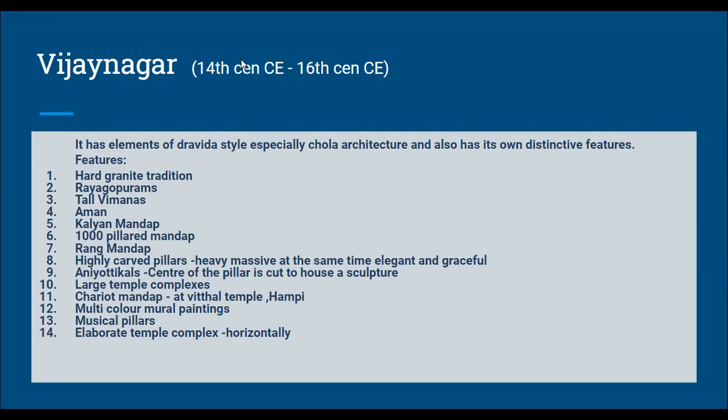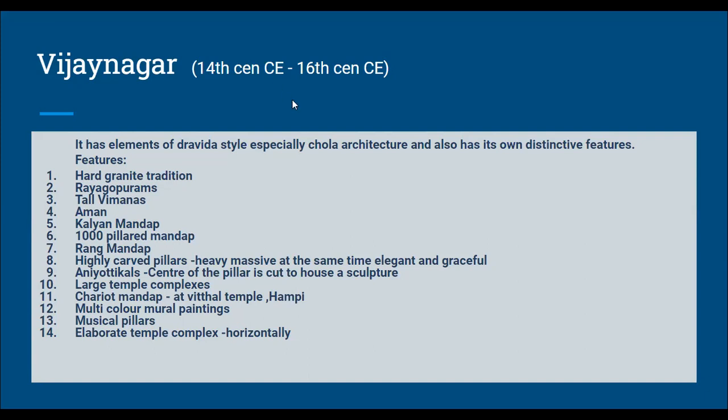So as of now, remember that one of the unique defining features of Vijayanagar temple architecture is the Kalyan Mandap. Then we have highly carved pillars and yalis. The pillar is cut in order to house a massive sculpture. Then we see that the temple complexes are very large, horizontally elaborate temple complexes. The Chariot Mandap is seen at the Vitthal temple at Hampi, along with multicolor mural paintings and musical pillars. So this is again a feature of the Vitthal temple at Hampi, which we will be seeing. The temple complex becomes very elaborate, widening horizontally.